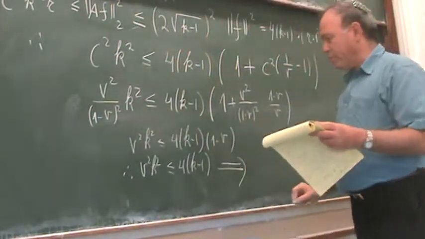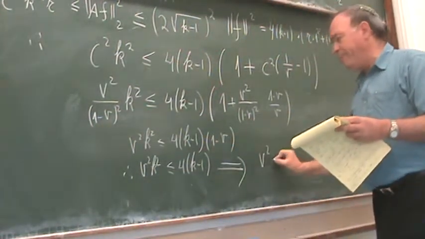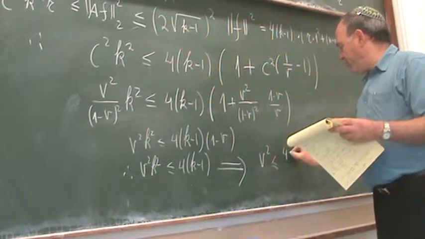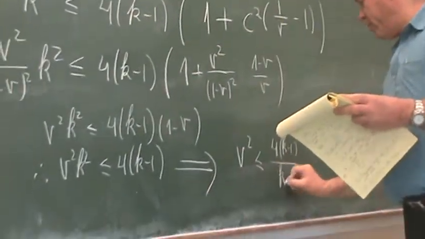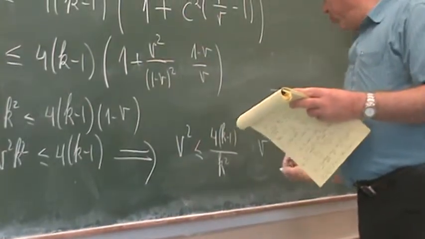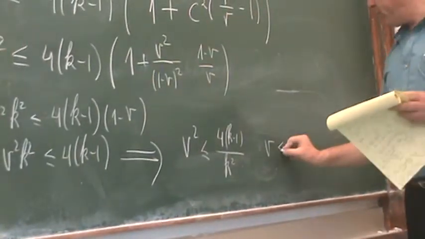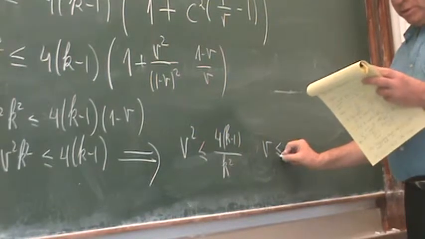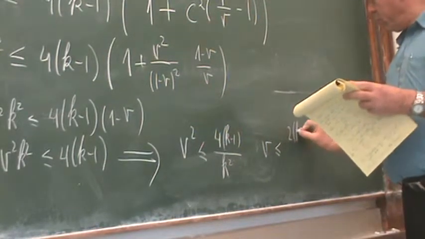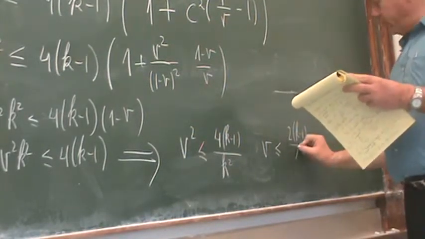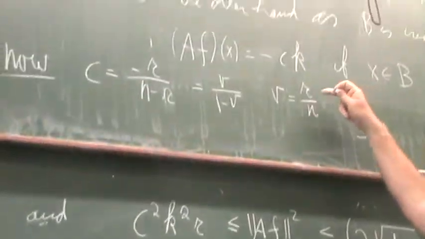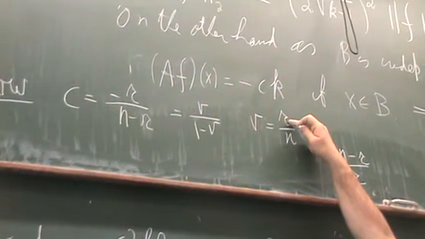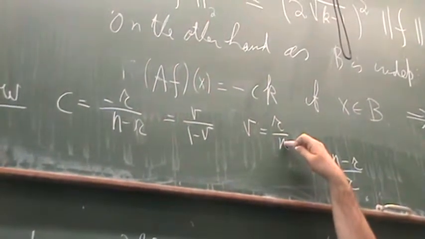And now we are getting to the important point: v squared is at most 4k minus 1 divided by k squared, and nu is at most 2k minus 1 divided by k. And that's crucial, you see: nu is the relative size of the independent set with respect to the full set.